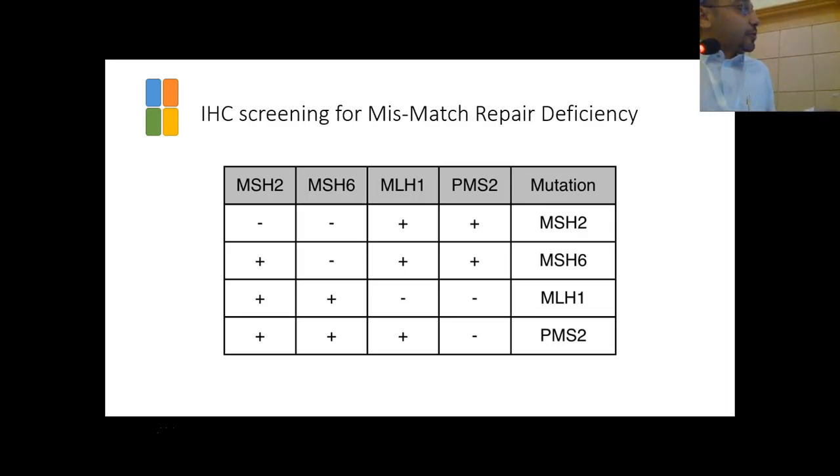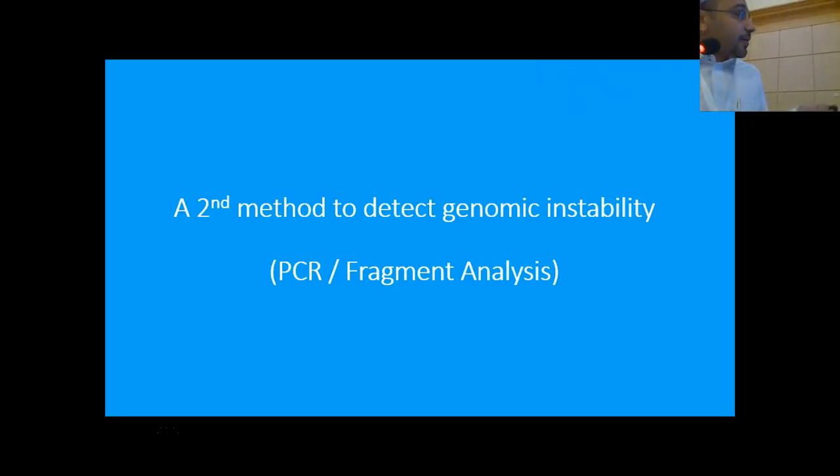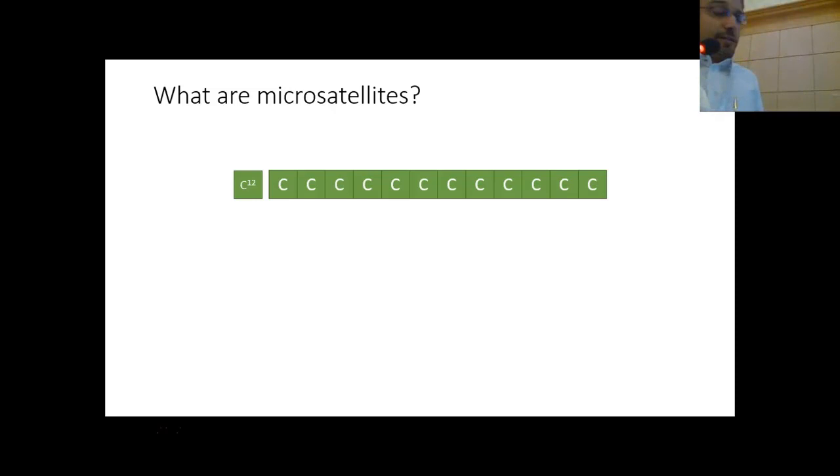This is the table that will show how to combine these 4. I will not discuss it as Prof. Dial already covered this. But the second method is the PCR fragment analysis, and it's targeting the microsatellites. Every one of us has more than 100,000 regions of these microsatellites. They are simply repetitive regions.